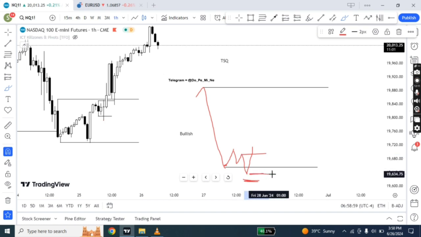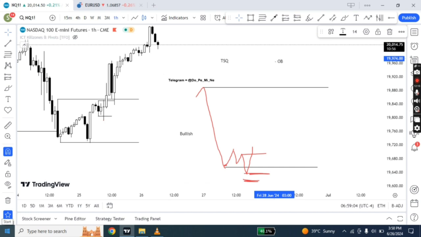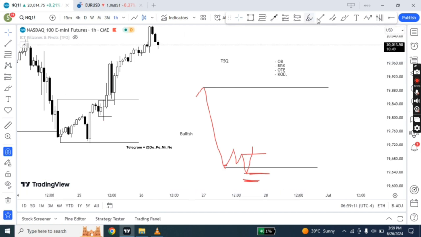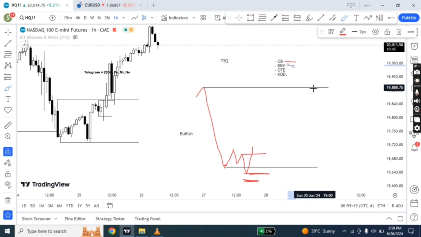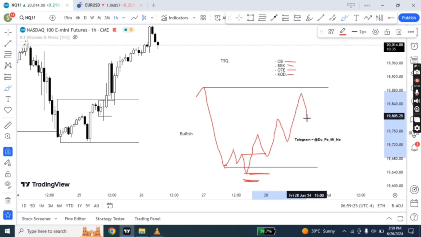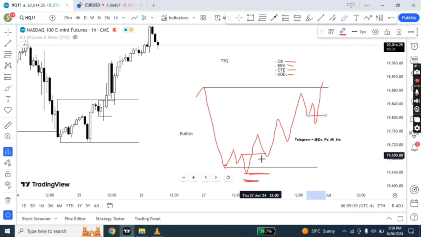Now what you need to remember is that there is a specific sequence of price action that price follows before it reaches the opposing end of the CRT or the opposing end of the range, right? That sequence consists of an order block entry, a breaker entry, an OTA entry, and last but not least, a KOD entry, right? The order block entry forms immediately, which is when price retests that swing that took the CRT low, and then price reacts off of that.